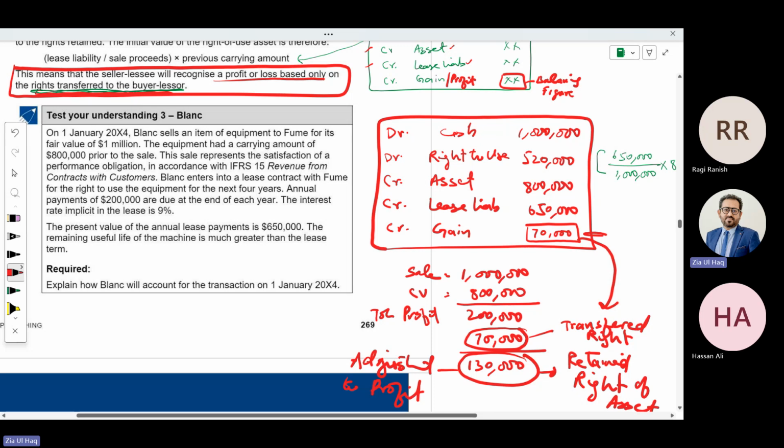So at this point, this means that the seller-lessee will recognize a profit only on the right transferred to the lessor. When we made the sale, we transferred the right, but for some time period, not for the complete life of the asset. And then we get the right back. Is it fine? This was the last concept.